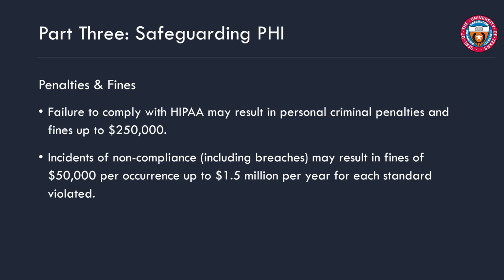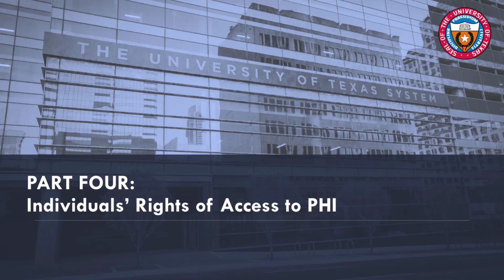Incidents of noncompliance, including breaches, may result in fines of $50,000 per occurrence up to $1.5 million per year for each standard violated. Part 4. Individuals' rights of access to PHI.